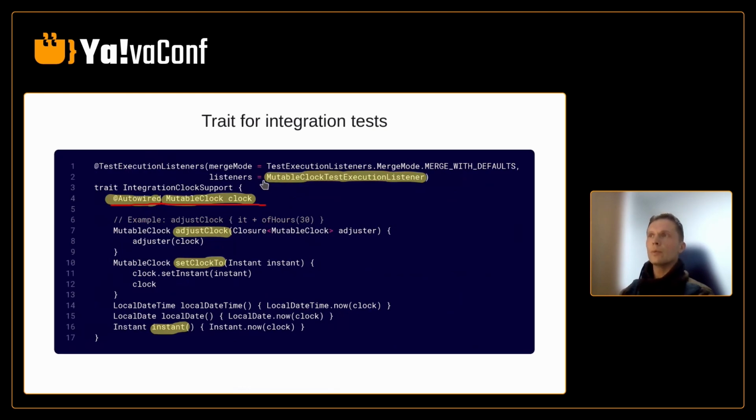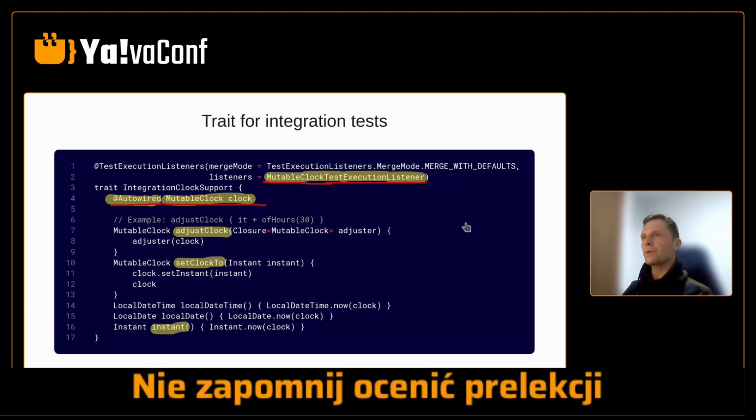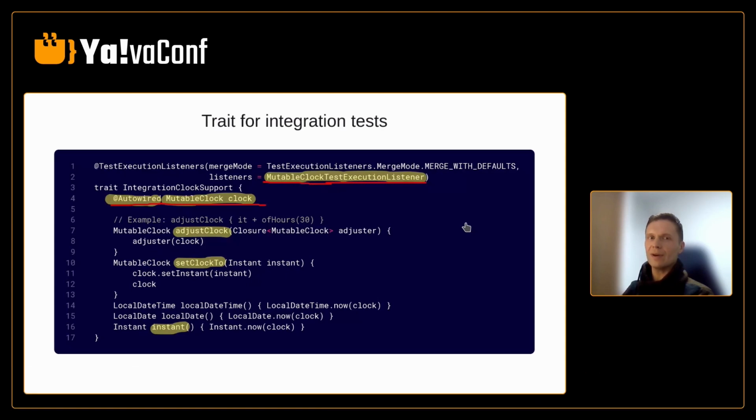So what we can do is create a test execution listener that will be resetting the clock to something we would like, for example, the real time. We would like to avoid cases where we run our test suite and we get some weird dates, maybe in the future, maybe in the past, and they vary between the runs. It still should work. However, this listener will allow us to make our life easier.